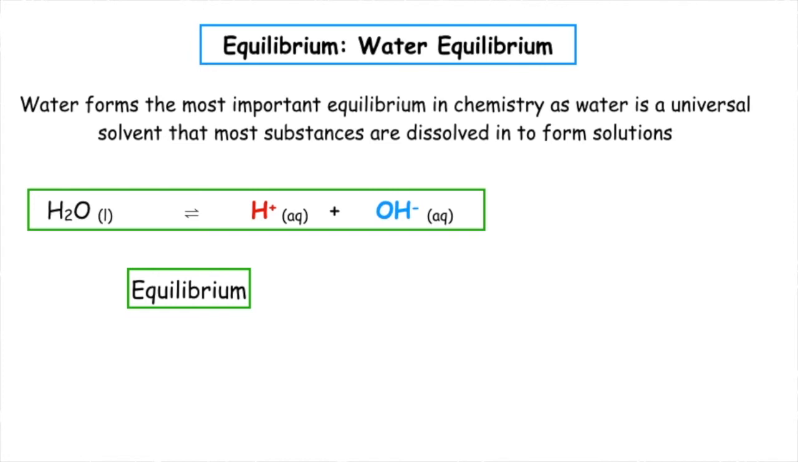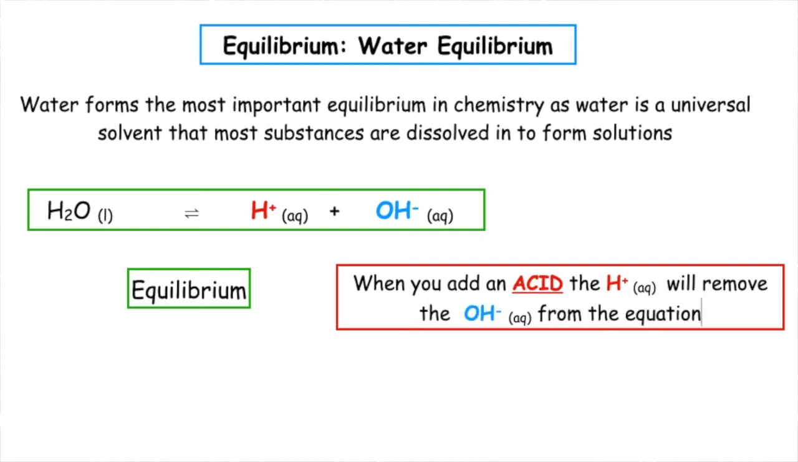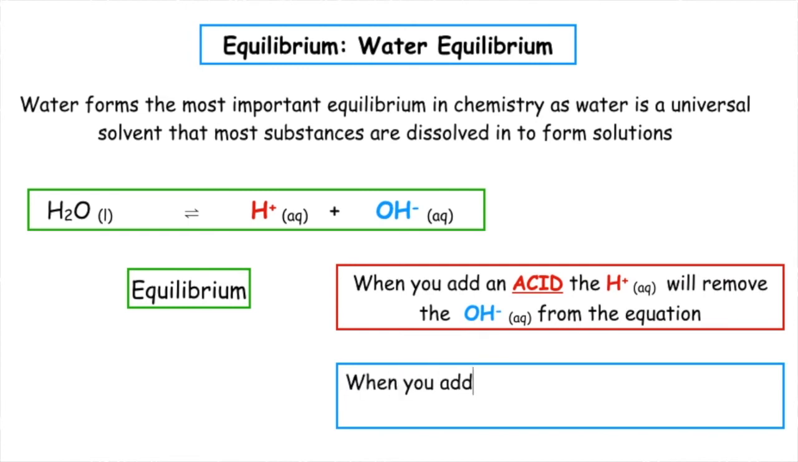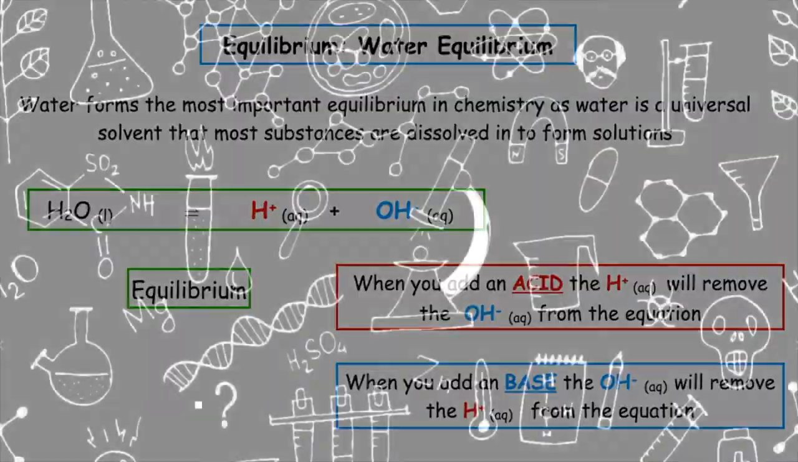When you add an acid, that's the H+ ions, to an equilibrium which has an OH- ion present, it will remove the OH- ions from the equation. Similarly, when you add a base, the OH- ions will remove the H+ ions from an equation which contains those in the equilibrium mixture. Remember, H+ and OH- come together to form a molecule of water.